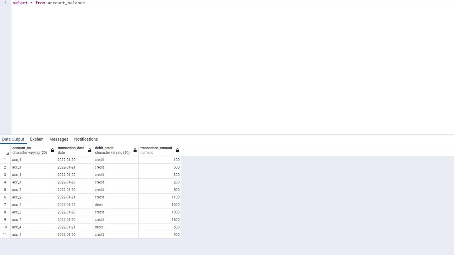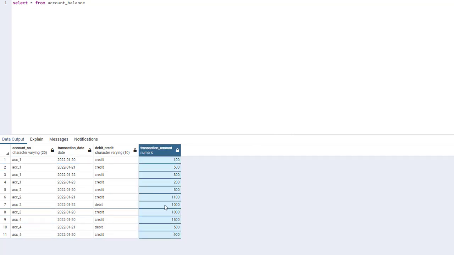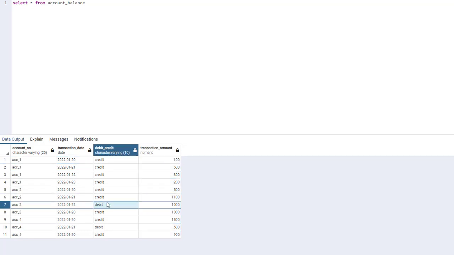Okay, now this is our table, and since we need the date when the account reached 1000, well, before that, let's start with the transaction amount, because not all of the transaction amounts are positive. We have cases where we have debit here, meaning that money is out. So we need to change this to negative. This has to become minus 1000, and same for the other debit.